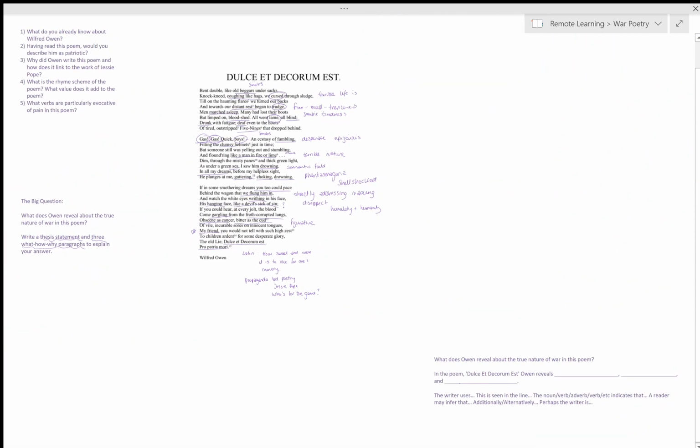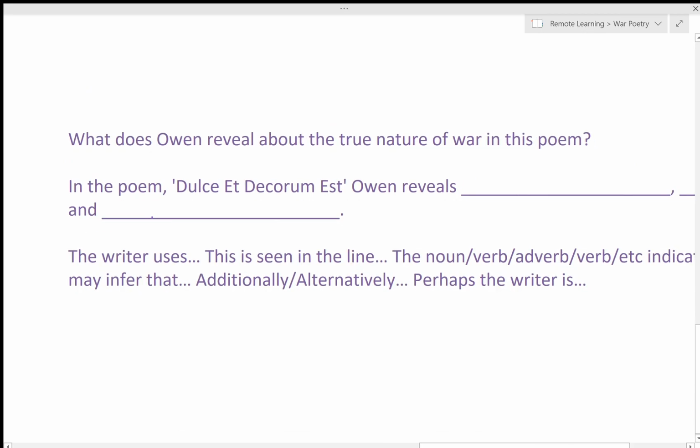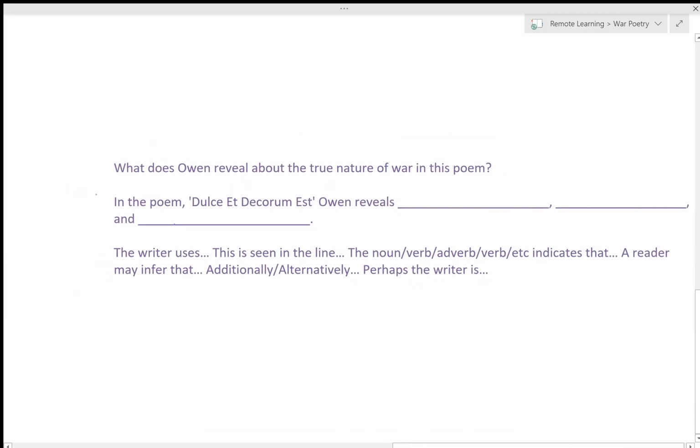Now, I've given you a little sentence starter for how to put that thesis statement together, which I've put a star next to here. Very badly drawn star, actually. So, we're looking at, in the poem Dulce et Decorum Est, Owen reveals something, something, and something. I would think about this as big idea number 1, big idea number 2, and big idea number 3.